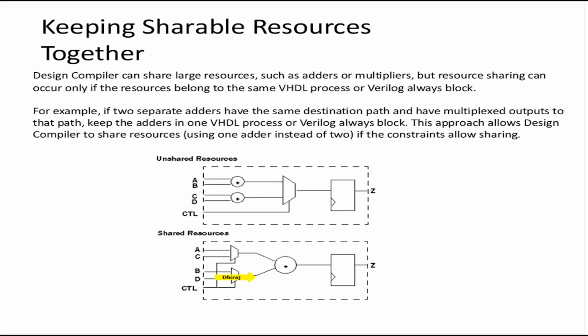So even if we code as given in example 1 here, in case of unshared resources, if these two additions of A, B, C, and D are done in the same always block, then Design Compiler will give you this kind of a message. It will know that it can share resources, so it will move the mux ahead and replace these two adders by a single one.